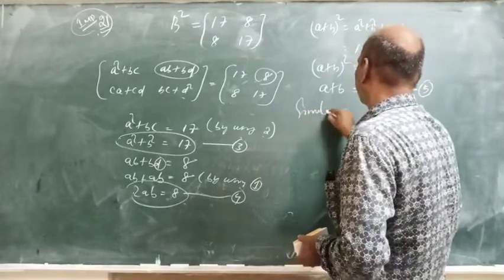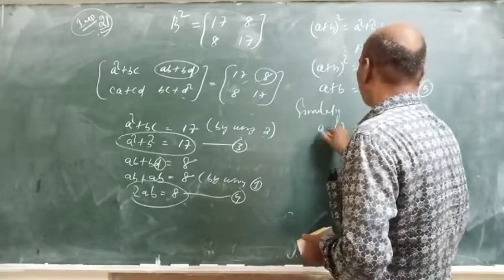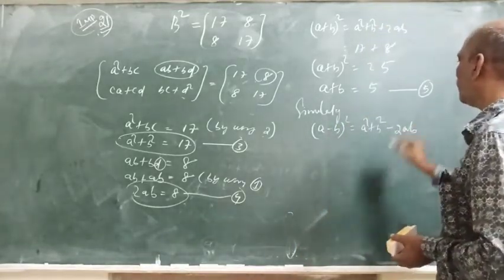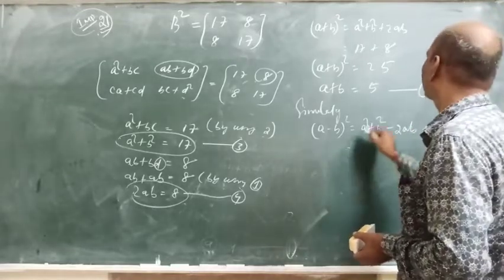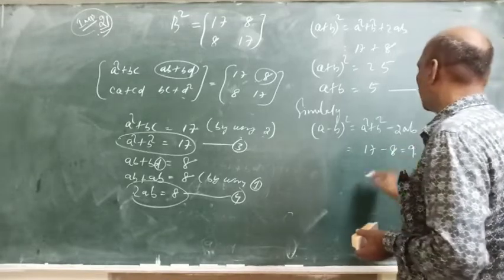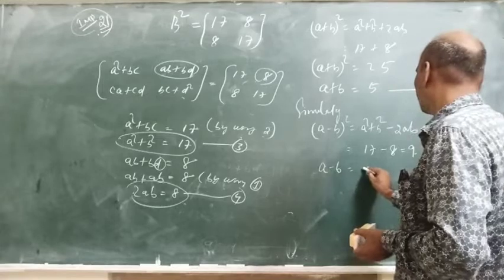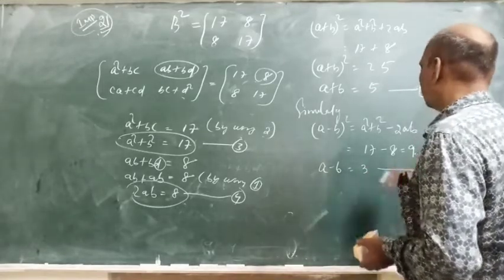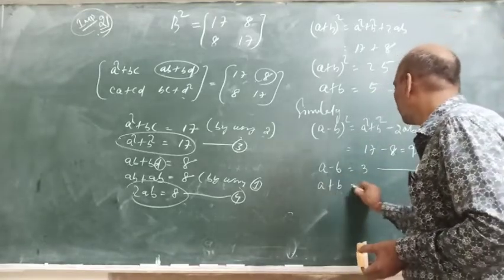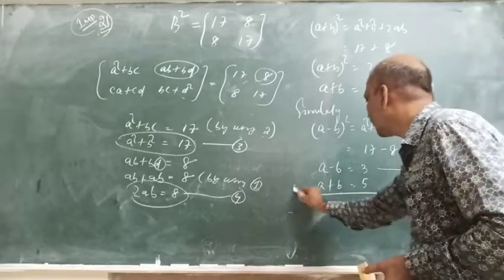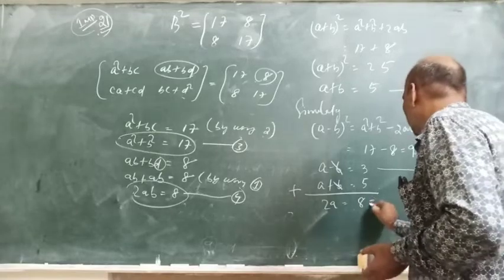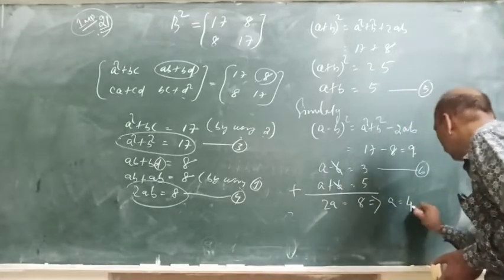Similarly, we have (a minus b) whole square is equal to a square plus b square minus 2ab. So here 17 minus 8, which is equal to 9. a minus b is equal to 3, equation 6. Now put this with equation 5, a plus b is equal to 5. Add these two, b cancels. 2a is equal to 8, implies a is equal to 4.